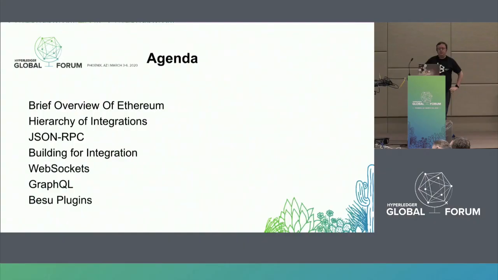So the agenda, first I'm going to give a brief overview of Ethereum, and that is going to be focused specifically on what's relevant for enterprise integration. I'm not going to cover everything about Ethereum. And then we're going to have a little brief discussion about the hierarchy of integrations, kind of do a Maslow's hierarchy of what sort of integrations you want, and where you should start from the bottom and build towards the top. Then I'm going to talk about the four different main ways we're going to do integration: through JSON-RPC, WebSockets, GraphQL, and through something we just released in Besu 1.4, Besu plugins.